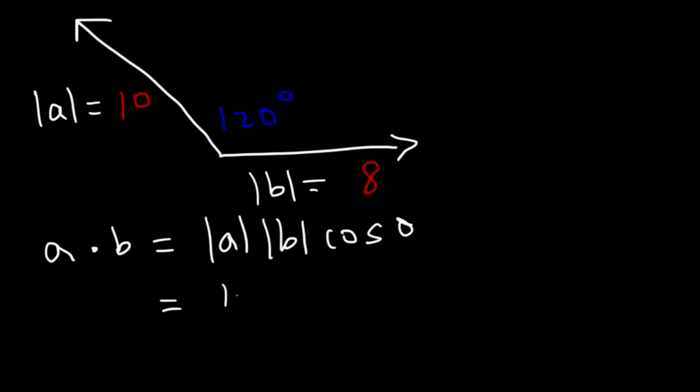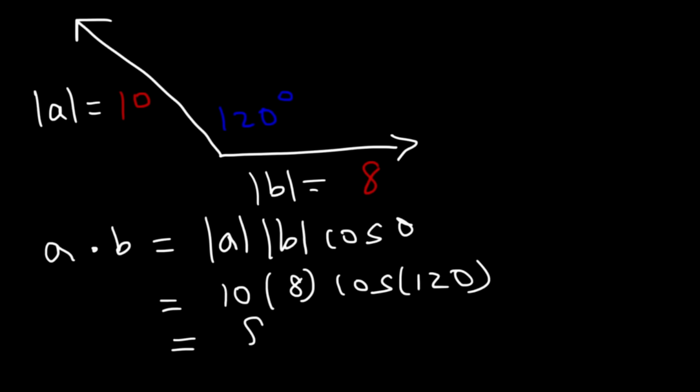So this is going to be 10 times 8 times cosine 120. 10 times 8 is 80, and cosine 120 is, well, technically it's negative 1/2. Cosine 60 is positive 1/2, but 120 is in quadrant 2, and cosine in quadrant 2 is negative. So 80 times negative 1/2 is negative 40. This is the answer.